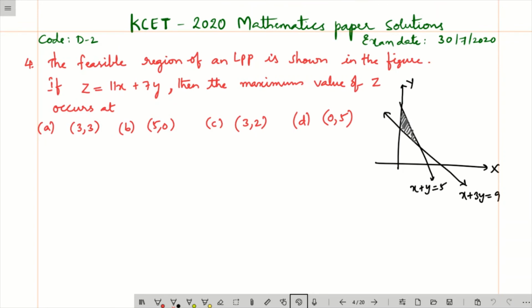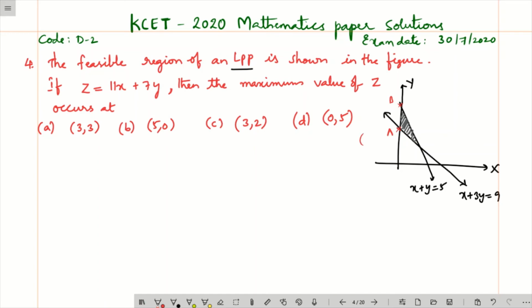Question number 4. The feasible region of an LPP, linear programming problem, is shown in the figure. If z is equal to 11x plus 7y, then the maximum value of z occurs at. So the diagram is given to you. Here two lines are there, they intersect the y-axis at points. If I mark those points, this point is A and this point is B.